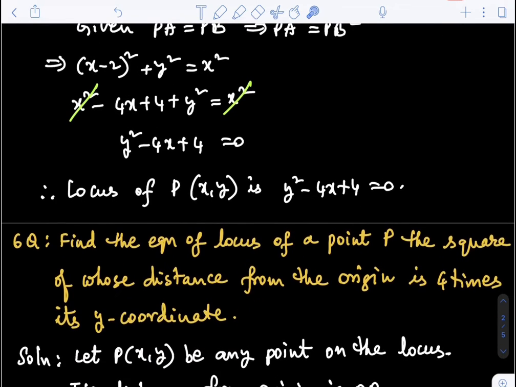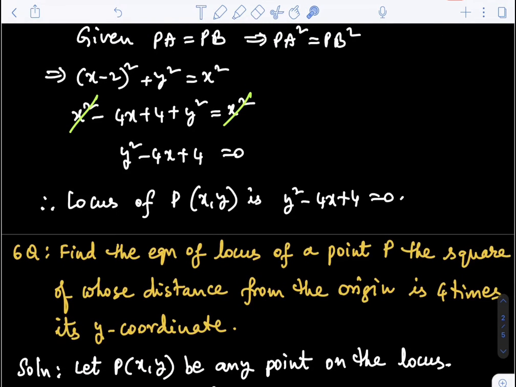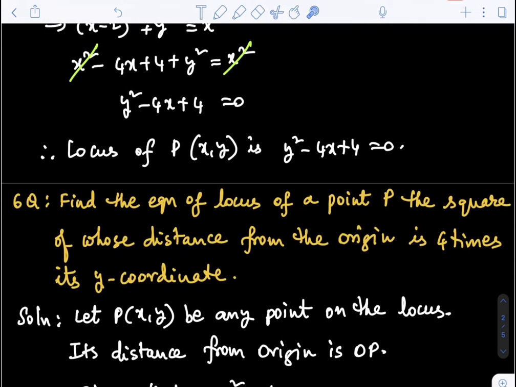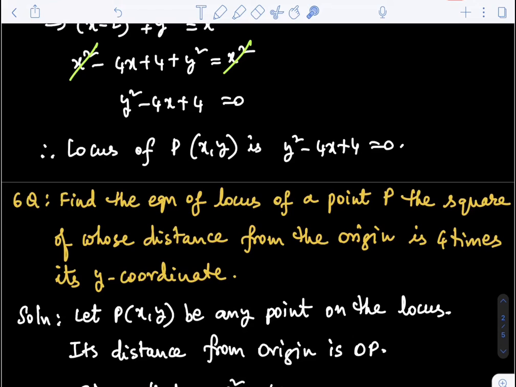And next one is the sixth problem. Find the equation of the locus of a point P, the square of whose distance from the origin is 4 times its y coordinate. Here also the equation of locus is required. So the first step is: let P be the point on the locus, which is P(x, y). The geometrical condition is given as a mathematical sentence, and we have to write it in equation form. Let us see how.